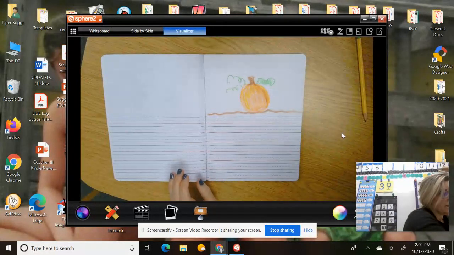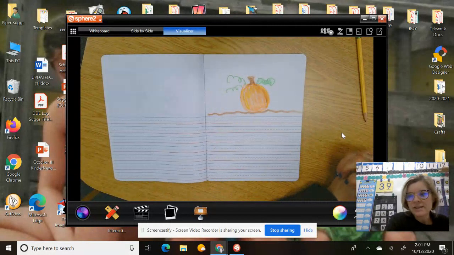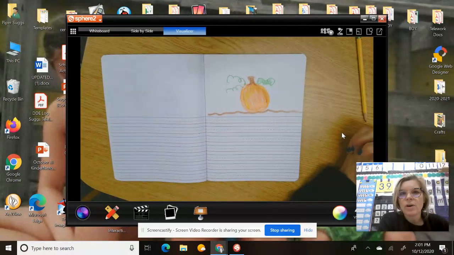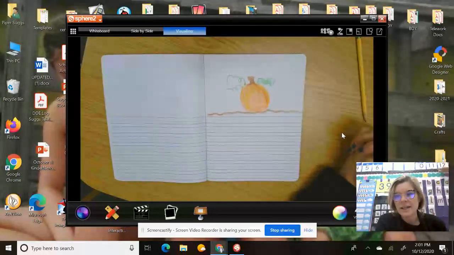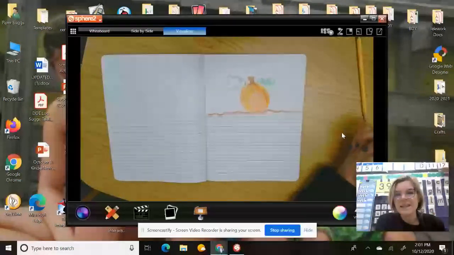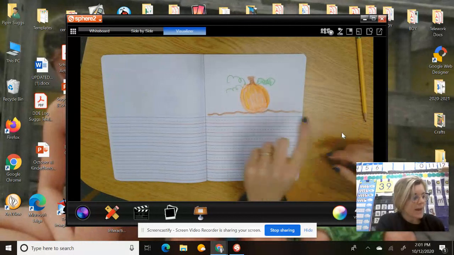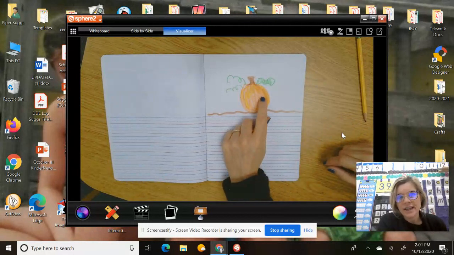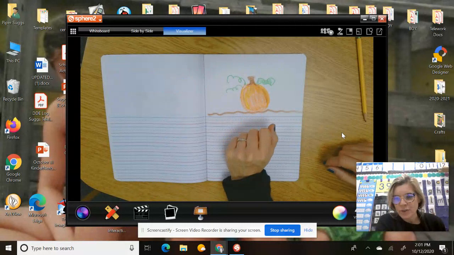When we looked at our Let's Find Out magazine today, we noticed that the words that were in the magazine were telling us about pumpkins. But then there were some words by the pictures. Sometimes you're going to see words beside a picture. Those are called labels. They help a reader understand something more about a picture.